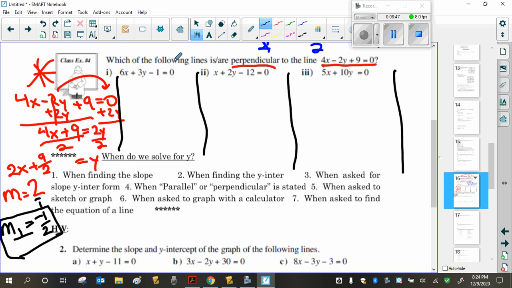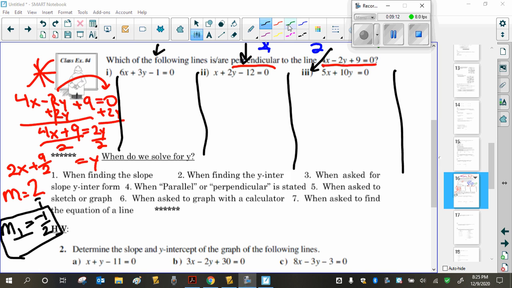Okay, so you go ahead and do these 3 lines, 1, 2, and 3. Solve for y and see if they're perpendicular, see if their slope is negative 1/2. So I'm going to get you to pause that until you're done. Probably should take you 5-ish minutes. Pause.